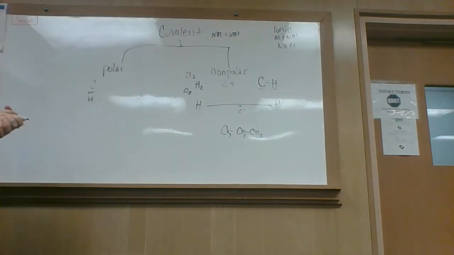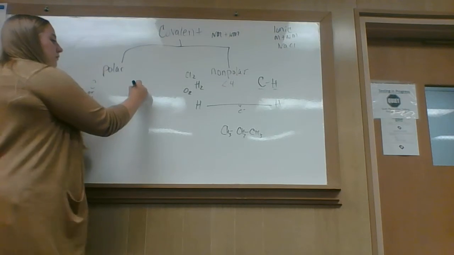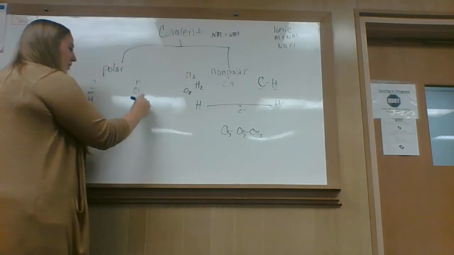Okay? Can somebody name some of the stronger electronegative atoms? Fluorine. Fluorine's the strongest. Excellent. Chlorine. Bromine. Iodine. So we named the halogens.